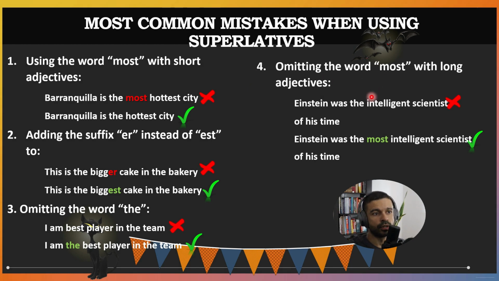Omitting the word most with long adjectives. Example, Einstein was the intelligent scientist of his time. This is a mistake. Correct way, Einstein was the most intelligent scientist of his time.